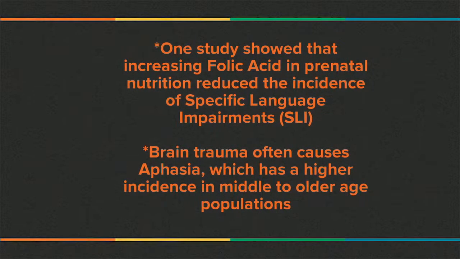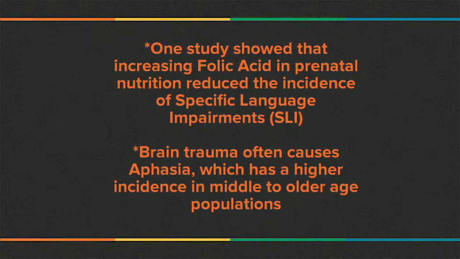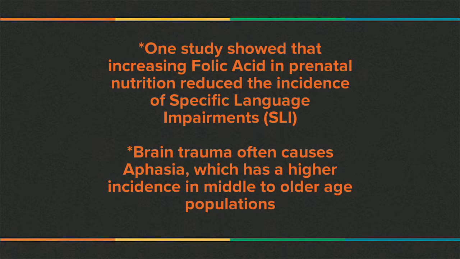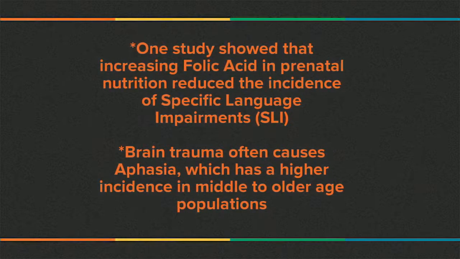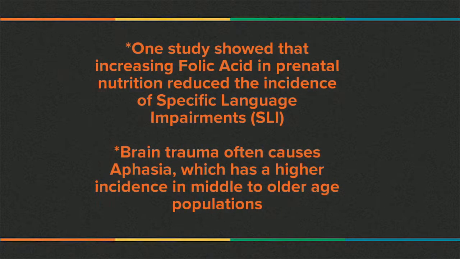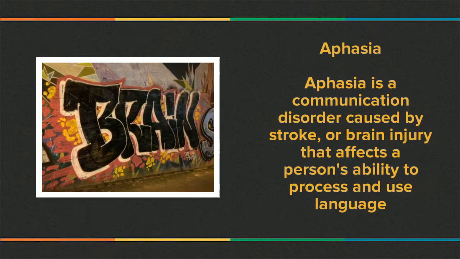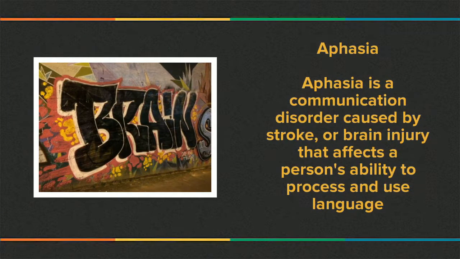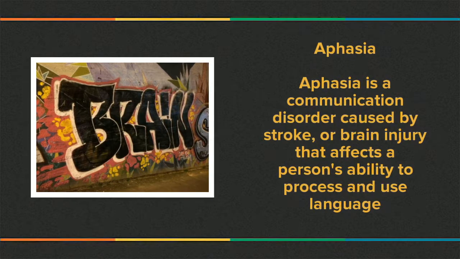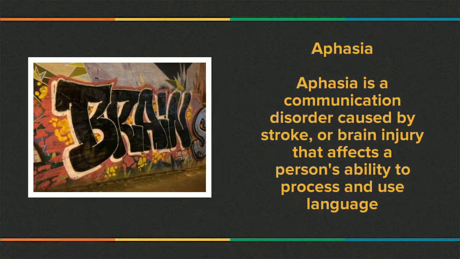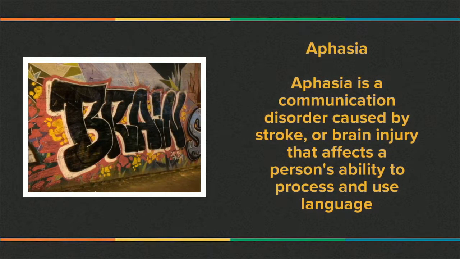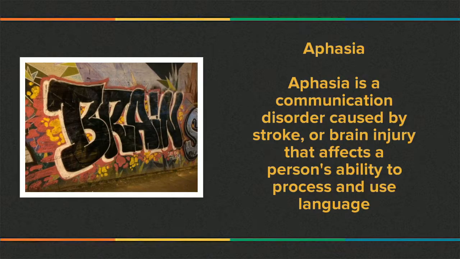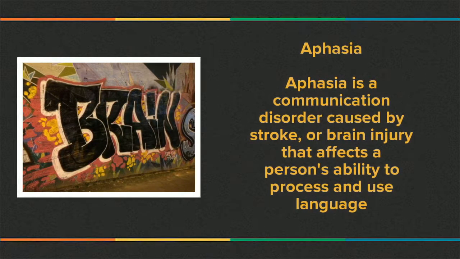In considering prenatal care, one study showed that increasing folic acid in prenatal nutrition reduced the incidence of specific language impairments. Additionally, brain traumas often cause aphasia, which has a higher incidence in middle to older age populations. Aphasia is a communication disorder, and it's a neurological condition that's caused by damage to portions of the brain responsible for language, but it does not affect intelligence. As language plays such a central role in our daily lives, aphasia can be very challenging. Individuals with aphasia may find it difficult to speak, understand speech, and read and write.